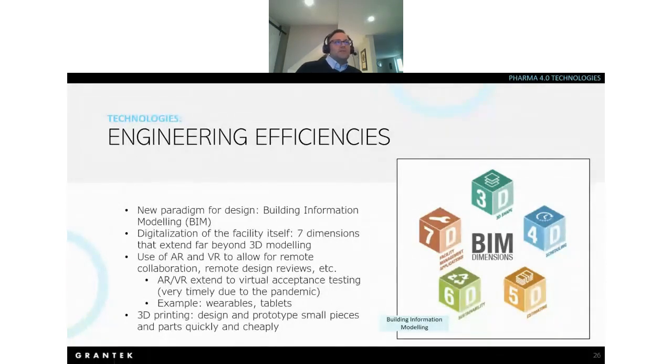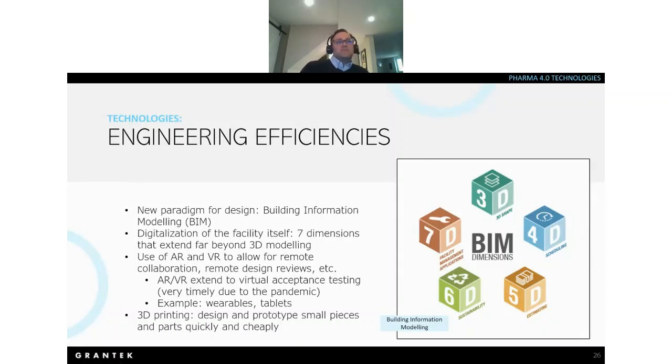BIM extends beyond 3D modeling into 7 dimensions. The fourth dimension is time-related information, so construction sequencing by means of Gantt charts and timelines. The fifth is cost analysis, cost management, construction cost estimating, and so on. The sixth is sustainability, environmental, economic, and social sustainability impact studies. And the seventh is life cycle and maintenance information, the planning and management of maintenance operations throughout the building's life cycle. BIM is a very powerful tool.